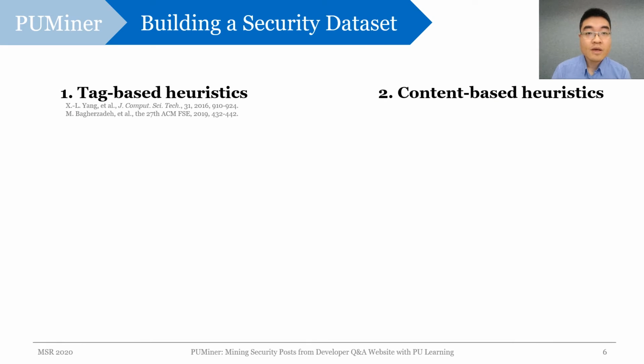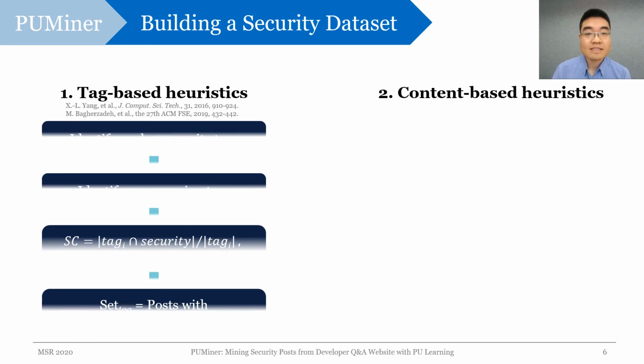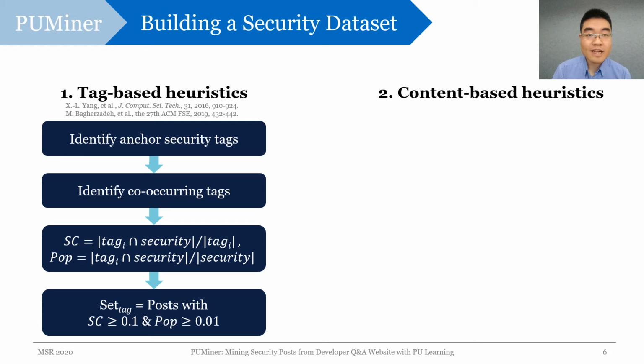In this work, we develop heuristics based on both the tags and the content of other parts of a post to build a security dataset for PU learning. Regarding the tag-based heuristics, we follow a standard procedure in existing works, where we first obtain the anchor and co-occurring tags within the security context. We then employ two metrics to quantify how much a tag is related to security and how popular it is. After that, we filter them using tag thresholds to select the relevant tag set.